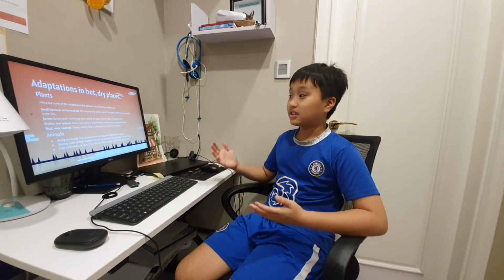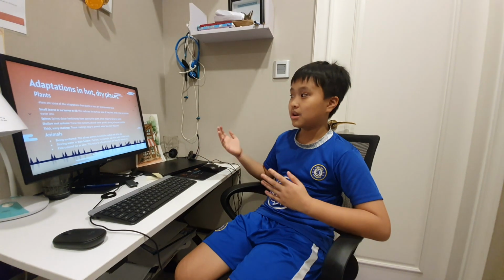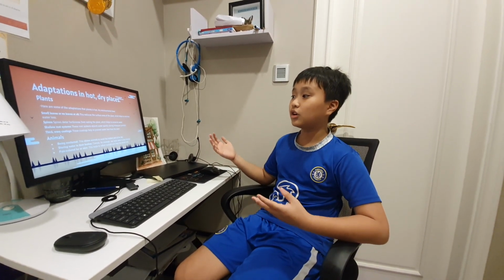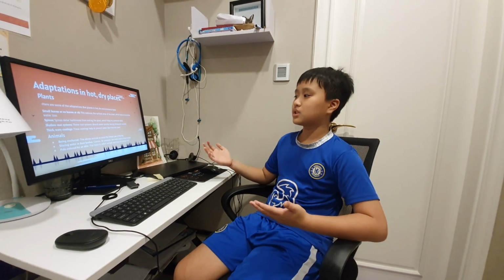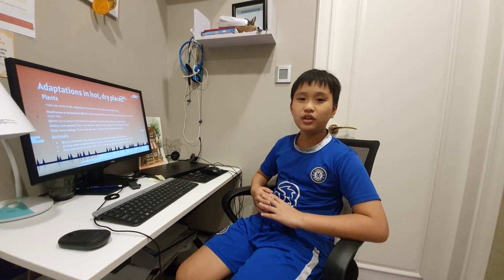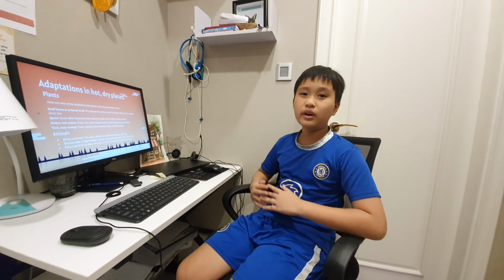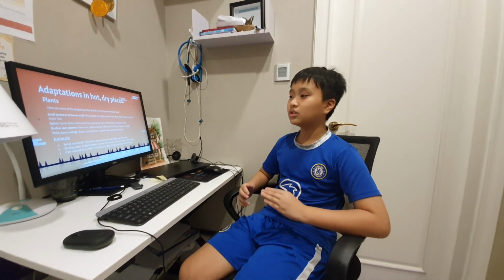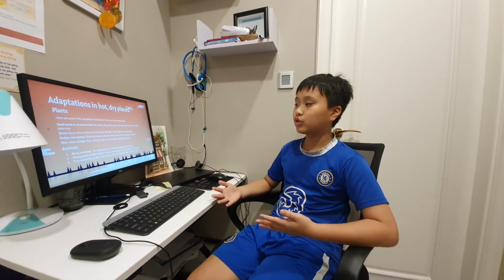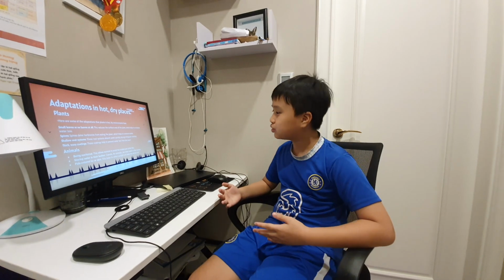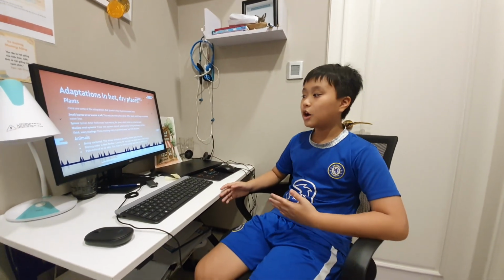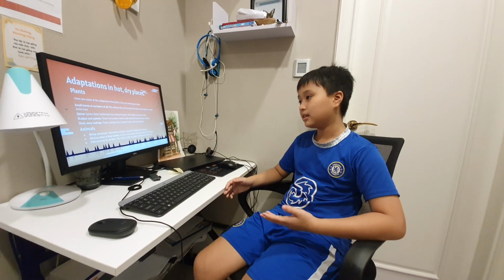This reduces the surface area of the plant, which helps minimize water loss. Spines deter herbivores from eating the plant, which helps to conserve water. And deter just means to stop it from hurting or eating it. Shallow root systems. These root systems absorb water quickly. Thick waxy coatings. These coatings help prevent water loss from the plant.